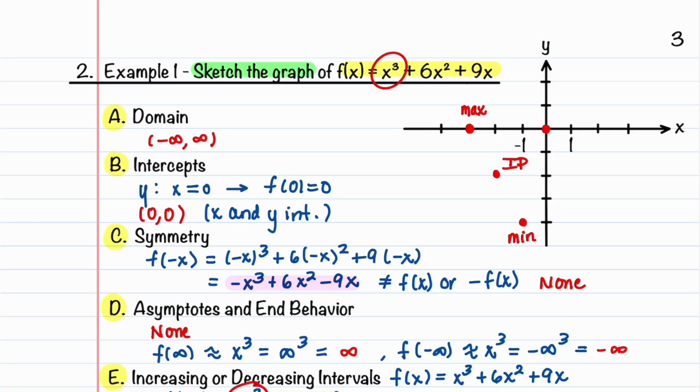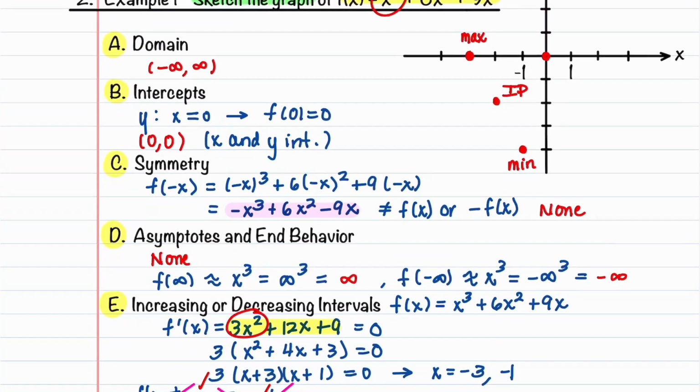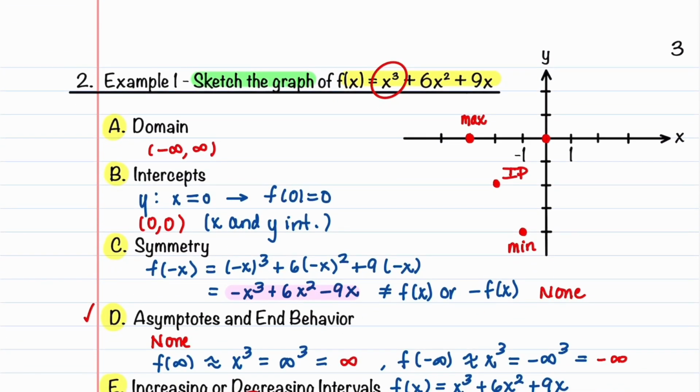Now let's go back and see what else we found. In part D, right here, we found that our function is going to be going to infinity when x goes to infinity and -infinity when x goes to -infinity. One thing we can do is just put a little line here and a line here to know which way our graph is going.